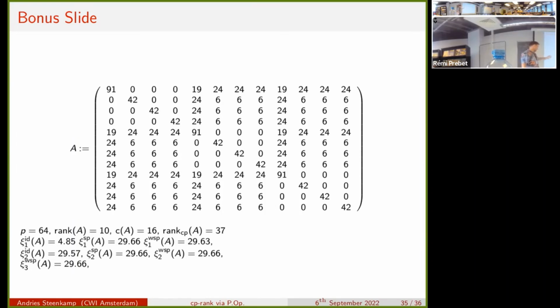But yeah, this is just the matrix. It has 64 maximal cliques. I guess those are triangles. Yeah. So then the triangles. Your rank is 10. Your clique edge cover, the minimum number of cliques you need to cover all edges, that's 16. Nice proof for that. Rank CP is 37 for your creator. Level 1 of our dense hierarchy gives 4.85. That sucks.